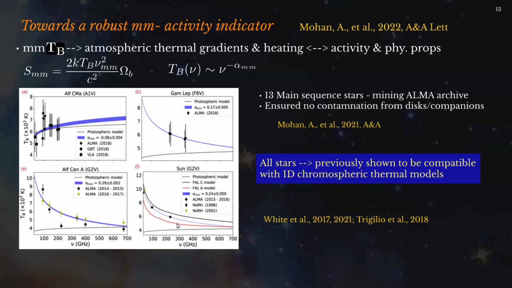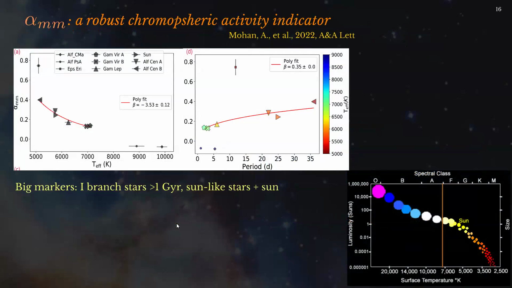Okay. So what do we find across the main sequence? Yeah, that was interesting for us. So all these dark markers, sorry, the big markers, are basically for sun-like stars, which is the I branch, greater than 1 giga-year-old stars. We had a lot of them in the sample. So we modeled their alpha mm, or the thermal gradient in the chromosphere, across the main sequence, across the T effective, the effective surface temperature.